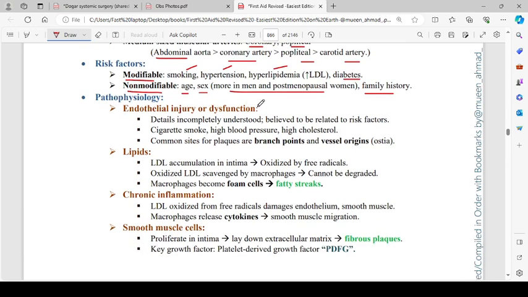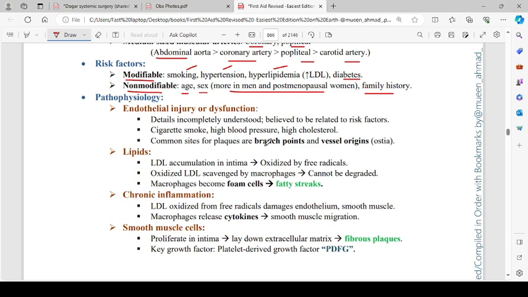Pathophysiology: endothelial injury or dysfunction. Details are incompletely understood, but it starts with damage to the endothelium, because our endothelium is anticoagulant, right? It does not allow the platelets to stick to it. But if the platelets have to stick, or if the atheromatous plaque has to form, the first thing that happens is damage to the endothelium, and how it happens is not understood. It is believed to be related to the risk factors: cigarette smoke, high blood pressure, high cholesterol.